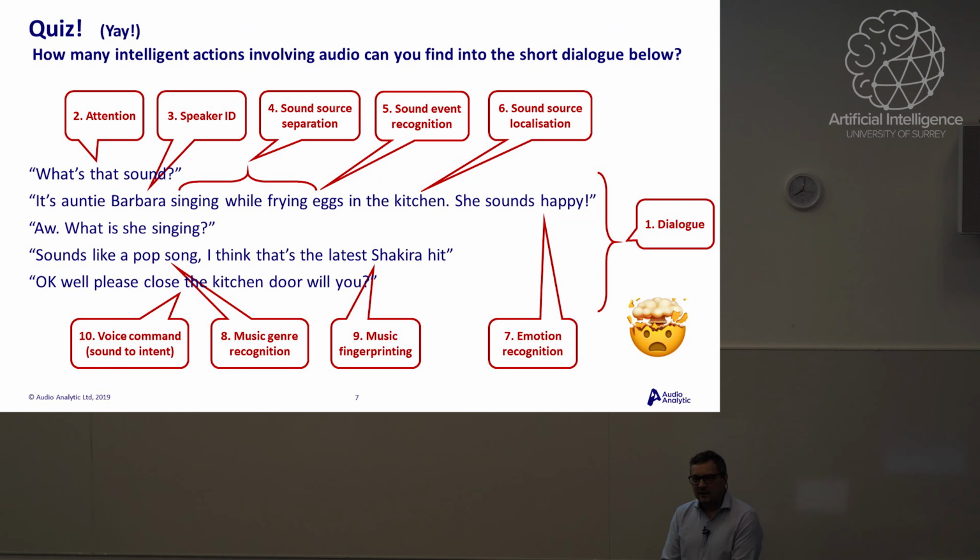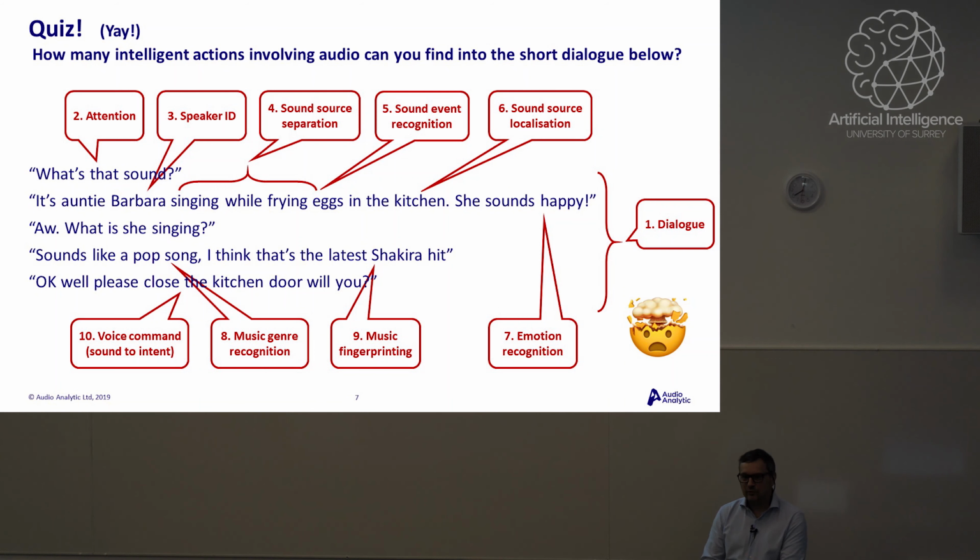Some kinds of topic classification, or you could say detection of some specific parts. Yes, okay, so the pop song would be genre, music genre recognition. What else do we have? She sounds happy.